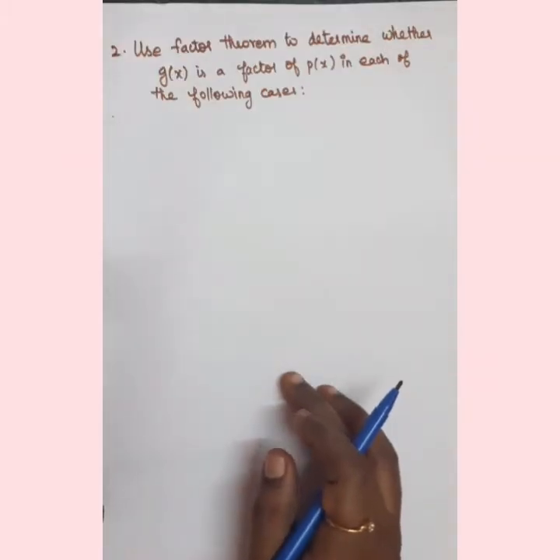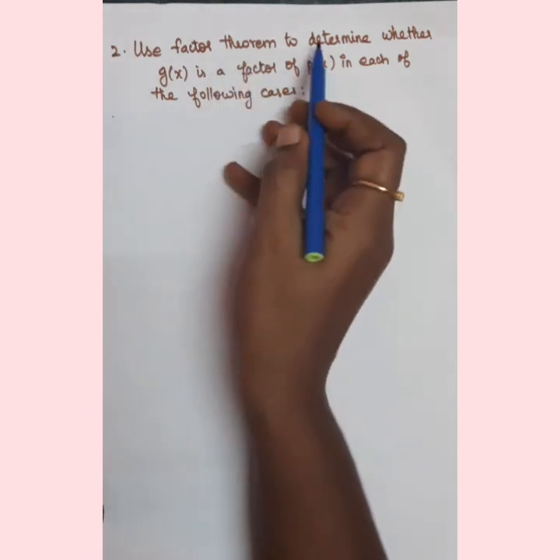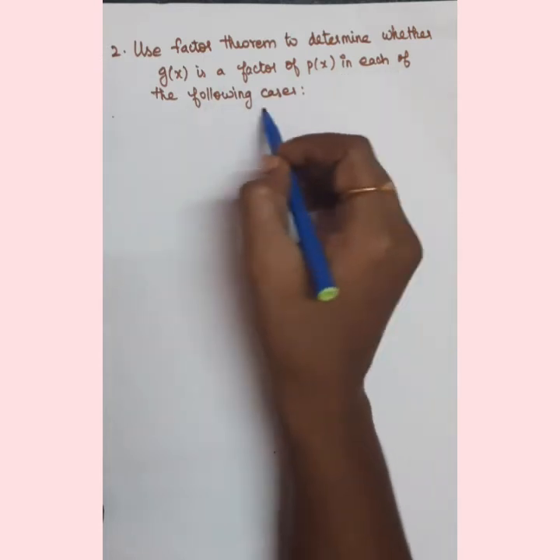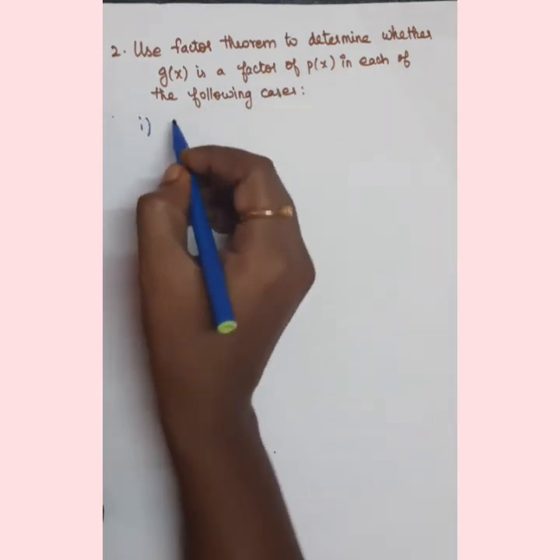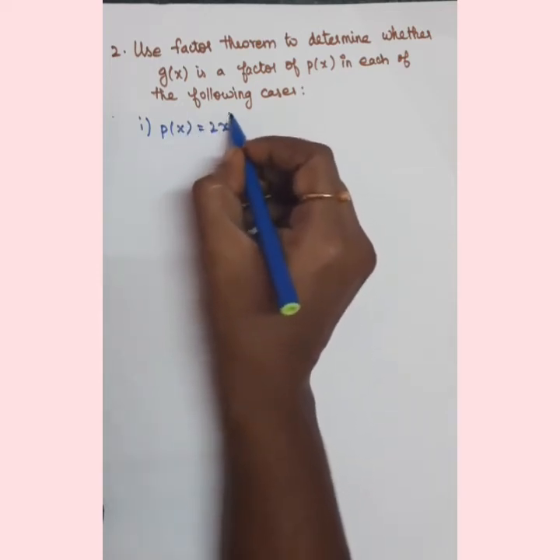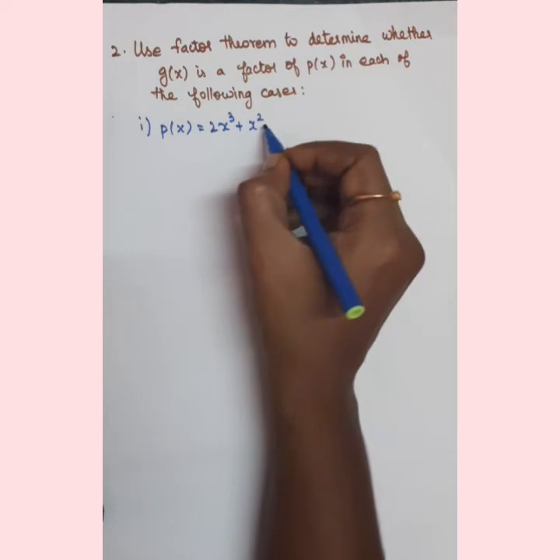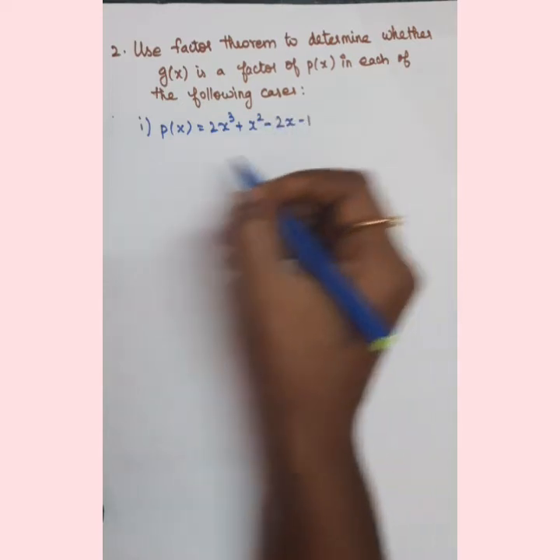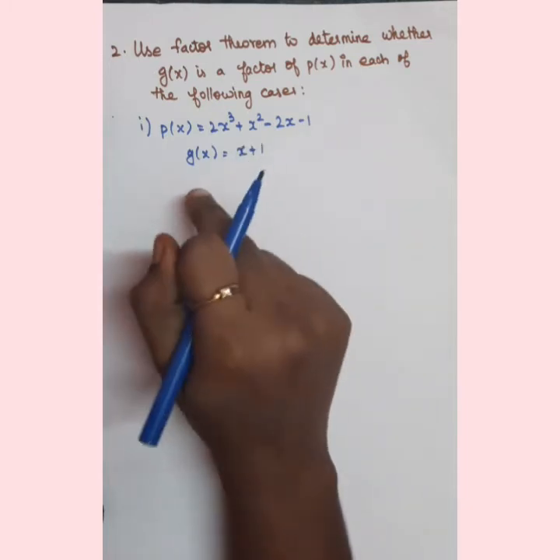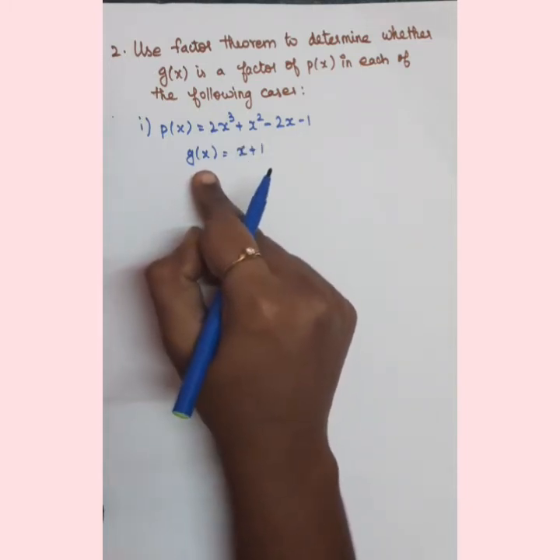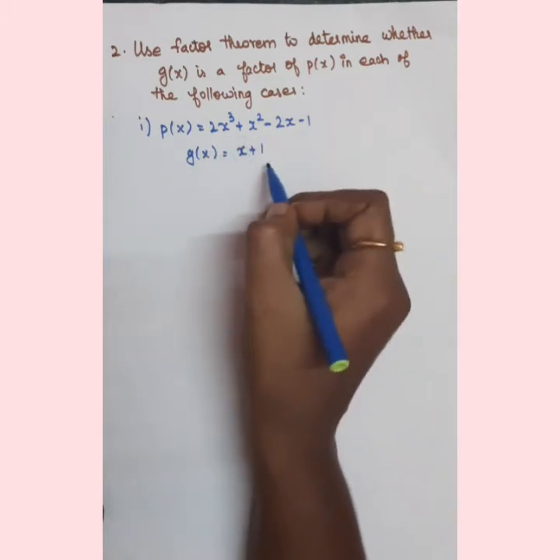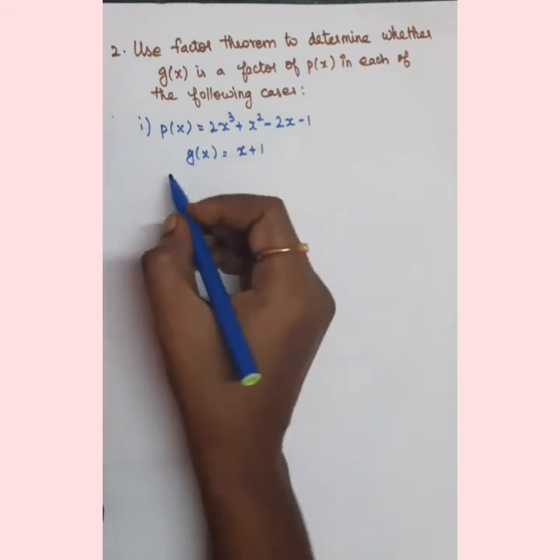We will do the second problem. Use factor theorem to determine whether g of x is a factor of p of x in each of the following cases. The first problem is p of x equals 2x cube plus x squared minus 2x minus 1, and g of x is x plus 1. So we have to show that this g of x equals x plus 1 is a factor of p of x. So now we are going to find the 0 of g of x.